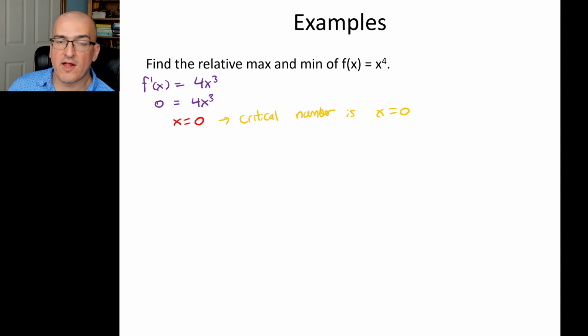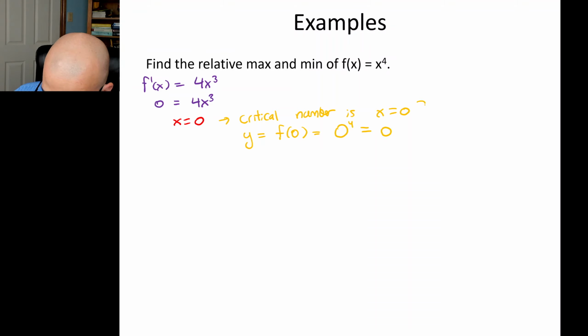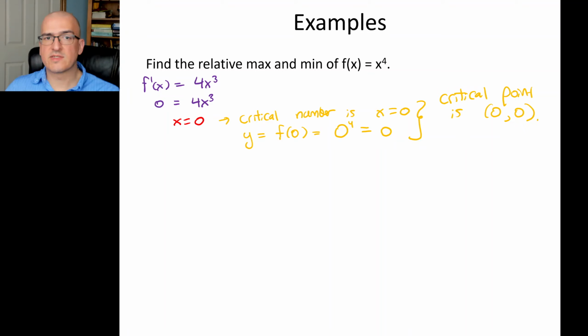We're going to get the y value out. We might as well. y equals f of 0, which is 0 to the power of 4, which is 0. So our critical point is (0, 0). I said we might as well do this because it's a good habit to get into, plugging your critical numbers into the original function. This checks the domain, and later on you're going to need the y value anyway to get the entire point, the entire max and entire min.